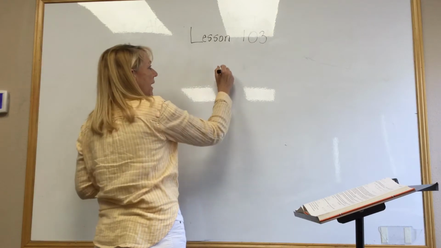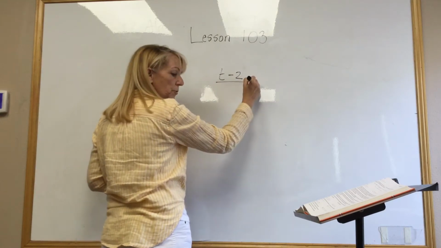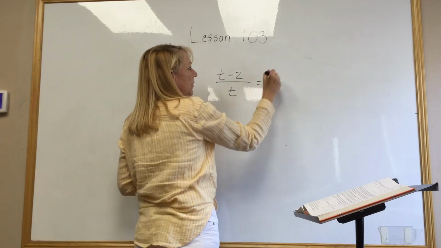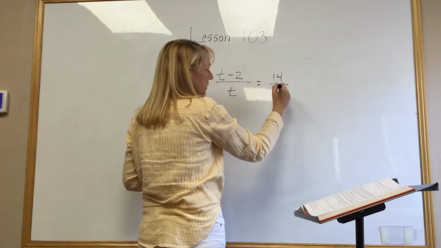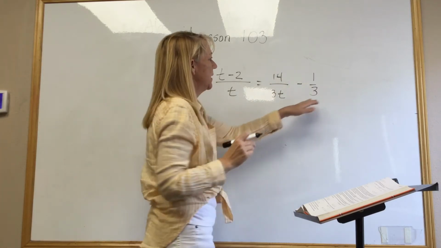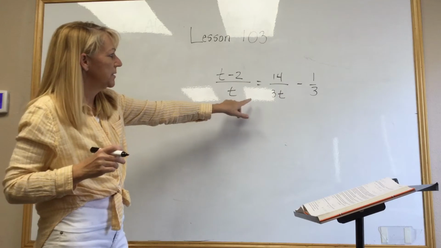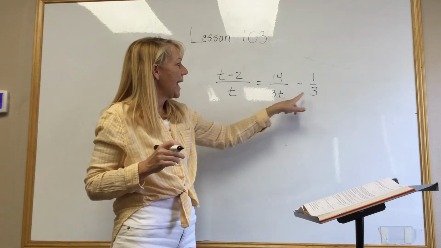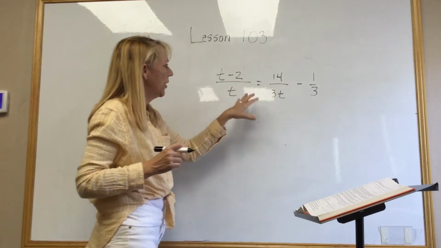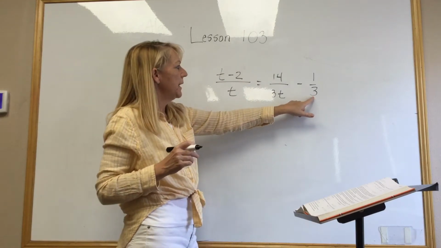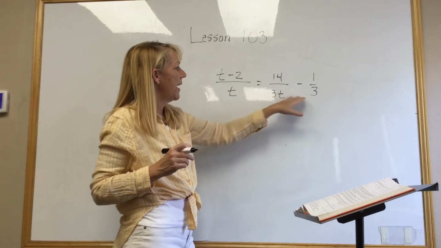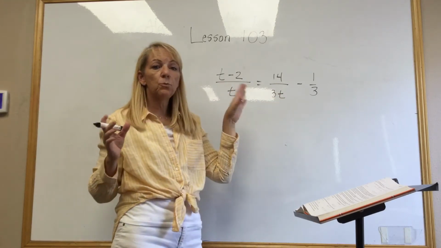On this example, if I have t minus 2 in the numerator over t in the denominator, and that equals 14 over 3t minus 1/3. So this is an adding, subtracting fractions problem with some variables in the denominator. We can't add these two fractions. Usually we write it the other direction, where the equals and then the answer is over there. It doesn't matter what order, but we have 1/3 minus 14 over 3t, and so we have to have a common denominator, or in this case we're going to eliminate the denominator.